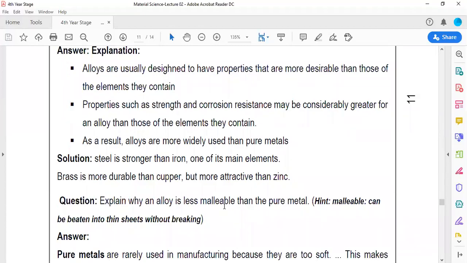As a result, alloys are more widely used than pure metals because they have better specifications, better properties, better hardness, higher melting point, better resistance to corrosion. Thus, in general, some reasons. So, steel is stronger than iron, one of its main elements. That's one example. The other example, brass is more durable than copper, but more attractive than zinc.